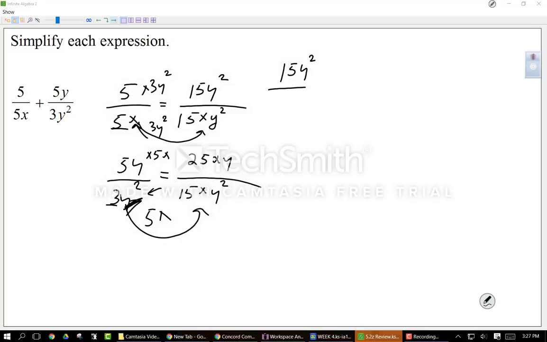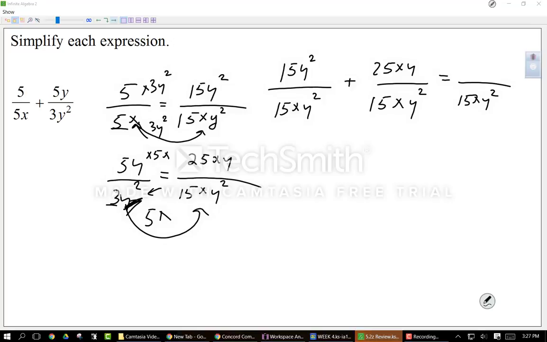Now let's put it together. 15y squared over 15xy squared plus 25xy over 15xy squared equals 15xy squared in my denominator, because of common ones. My numerator is 15y squared plus 25xy.